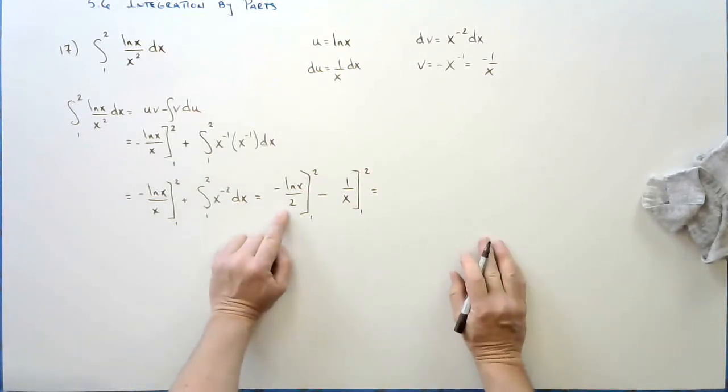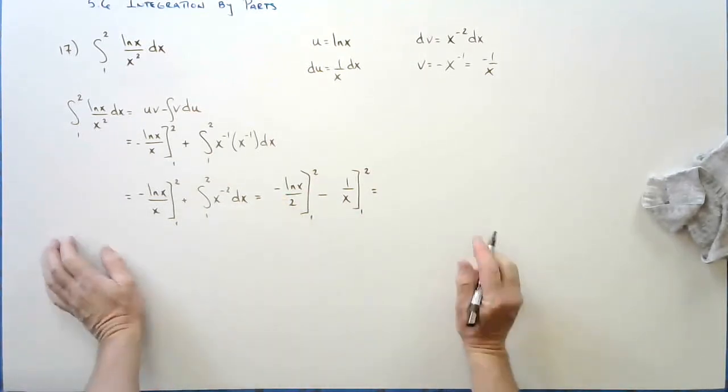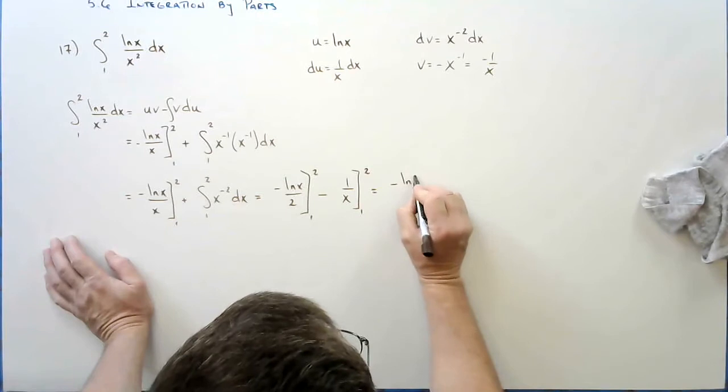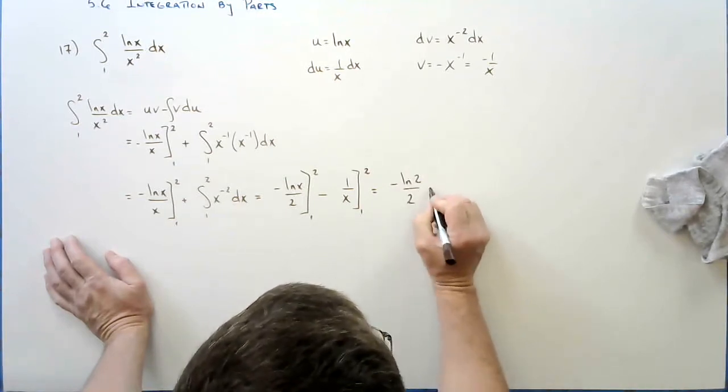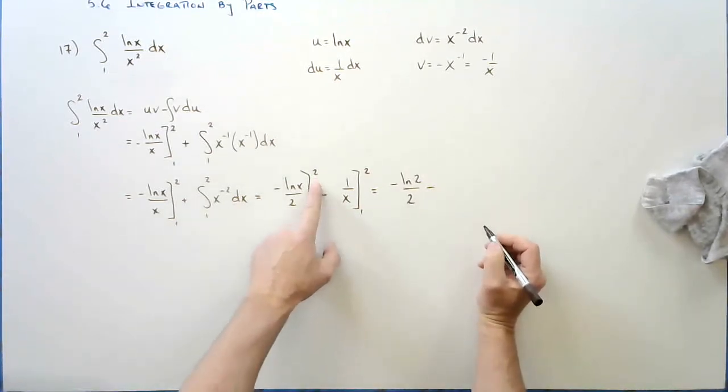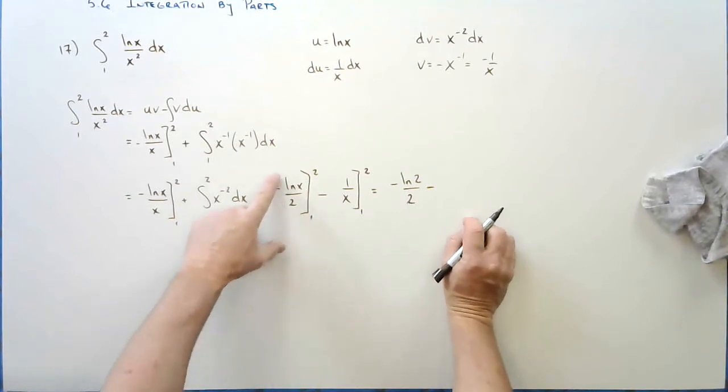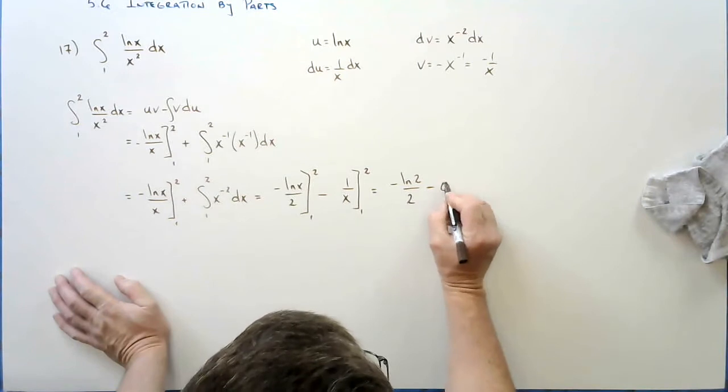When we do our evaluations here, we're going to plug in 2. So we're going to have minus ln of 2 over 2 minus, when we plug in 1, right? The natural log of 1 is 0. So that's going to be 0 divided by 2. That's going to be 0.